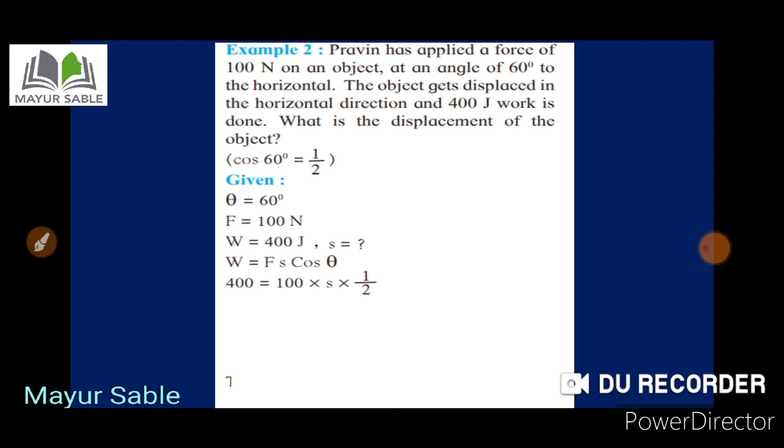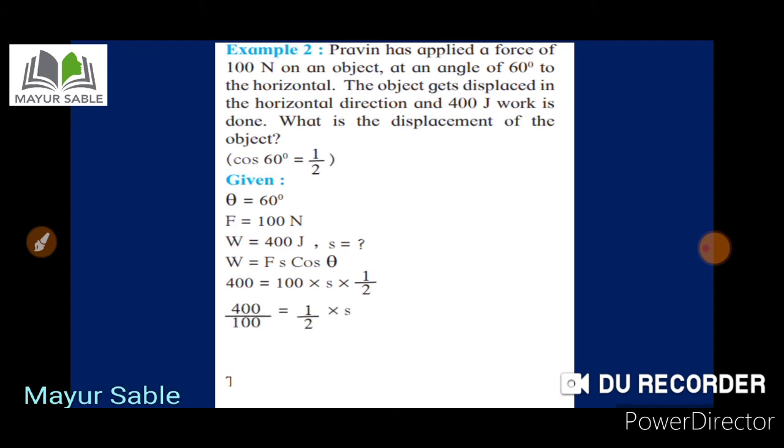First, we are going to put the values of all those given things. So the value of W is 400 joule, so we will keep it at the place of W, is equal to, we have the force 100 Newton applied, so we will put the value in place of F, multiplied by the value of S. We have to determine it, therefore the symbol S is kept there, and multiplied by cos theta. As earlier it is given to us that cos theta is 1 by 2. So we get the values 400 is equal to 100 multiplied by S multiplied by 1 by 2.